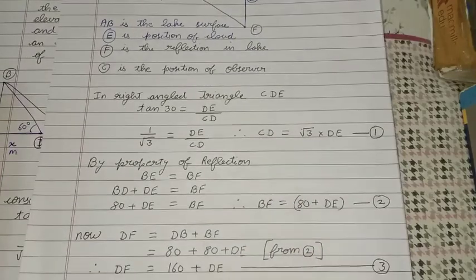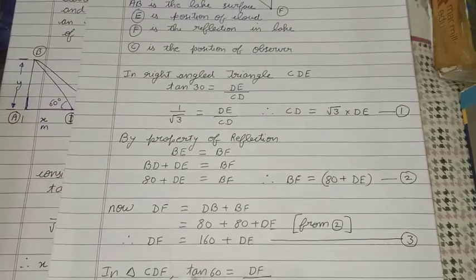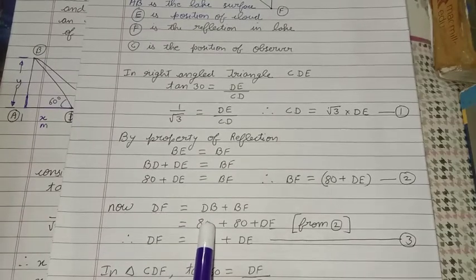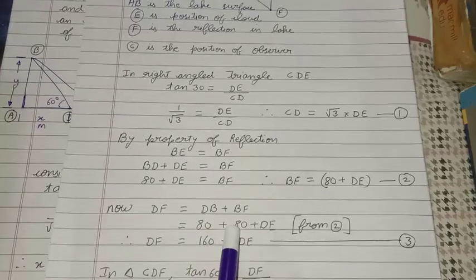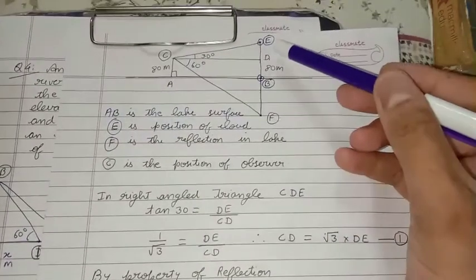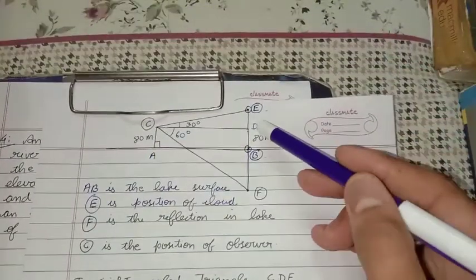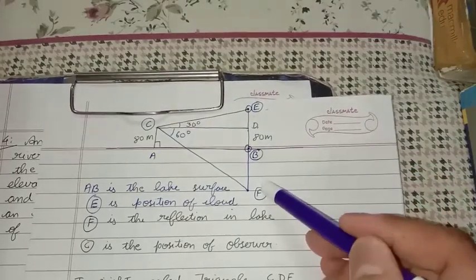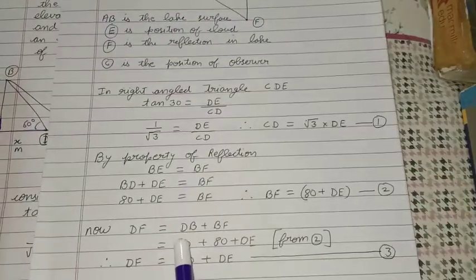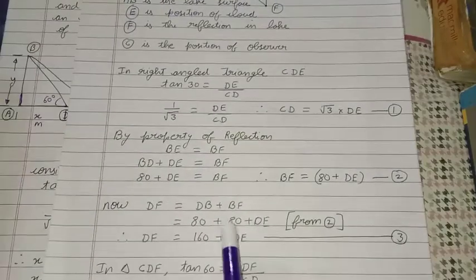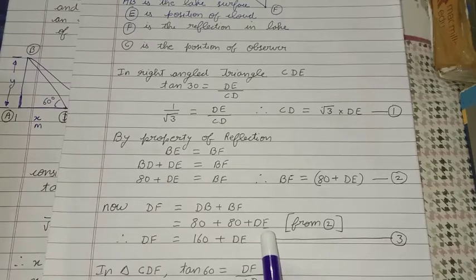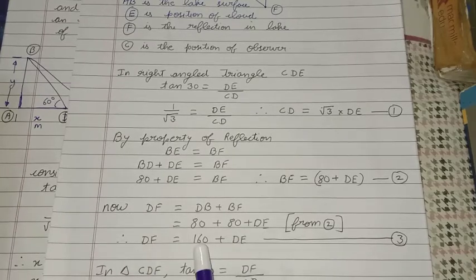Now what I am doing is moving ahead with one more equation. DF is equal to DB plus BF. Again move to the triangle. DF, can you see this? DF is equal to DB plus BF. Correct. The value of BF we know over here, so it is 80 plus DE. So DF is equal to 160 plus DE.